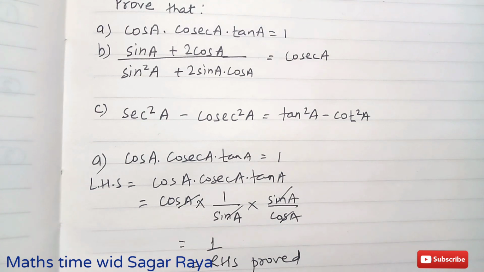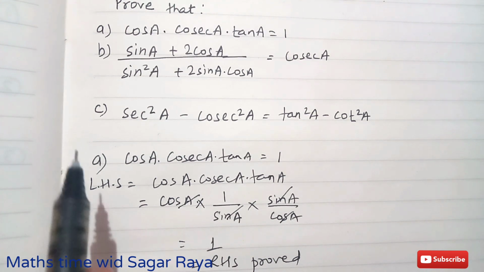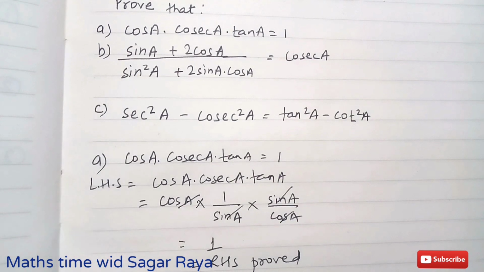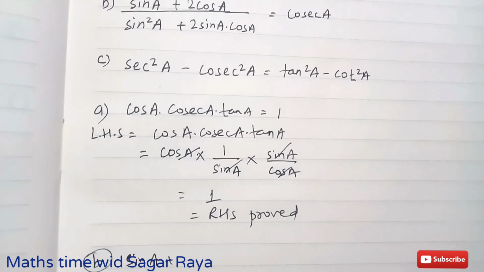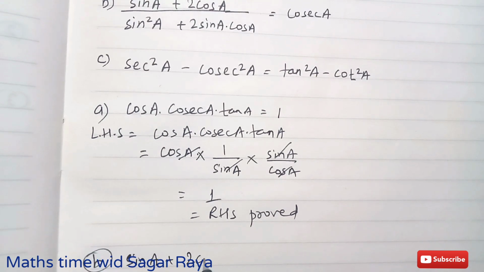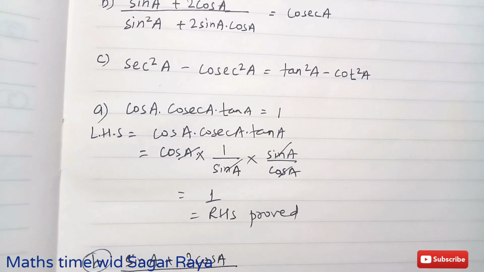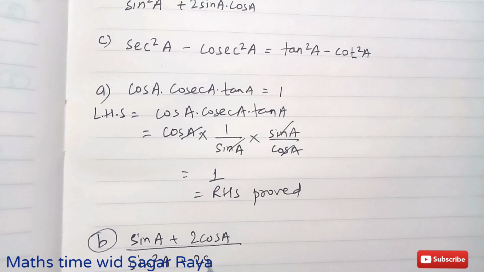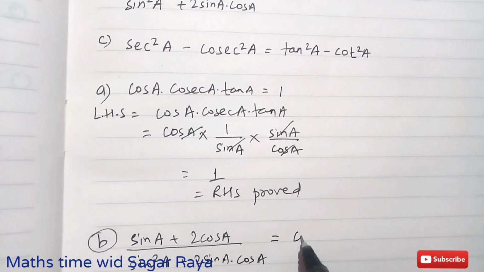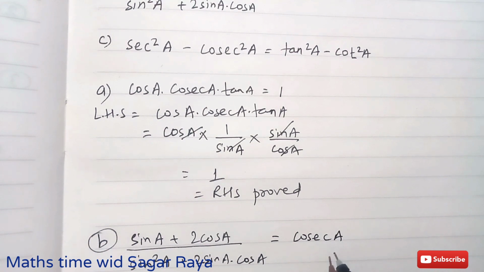Similarly, now I will teach you how to solve question B. I will just copy the question. (sin A plus 2 cos A) whole divided by sin square A plus 2 sin A dot cos A equals cosec A.